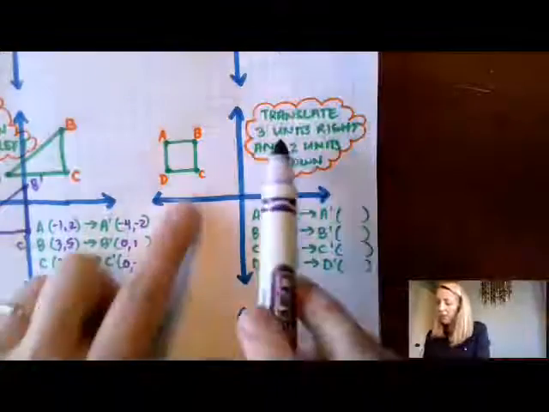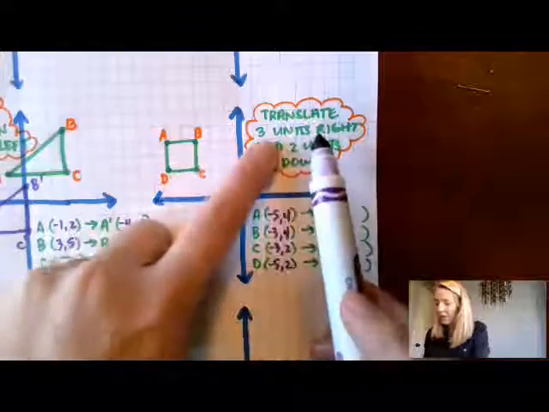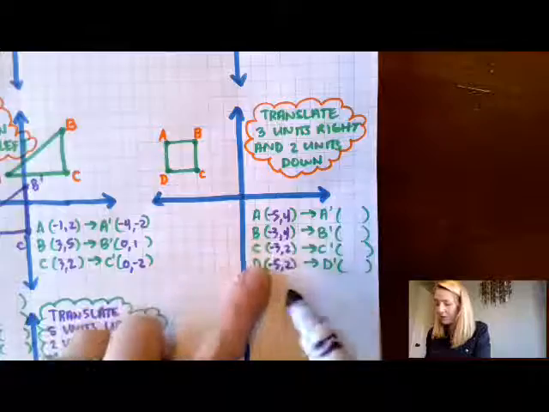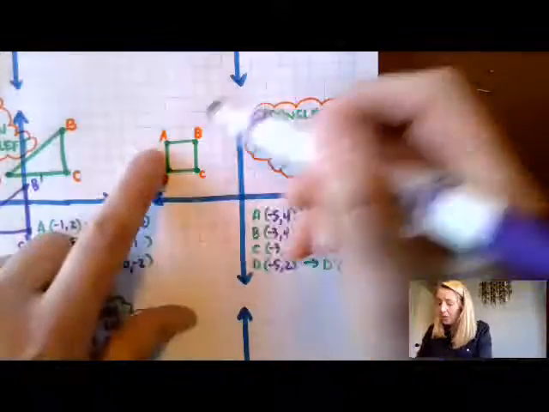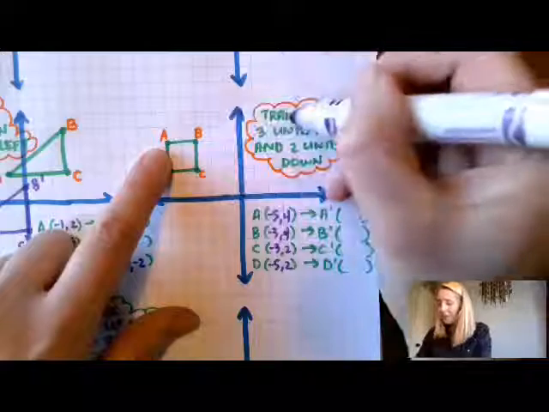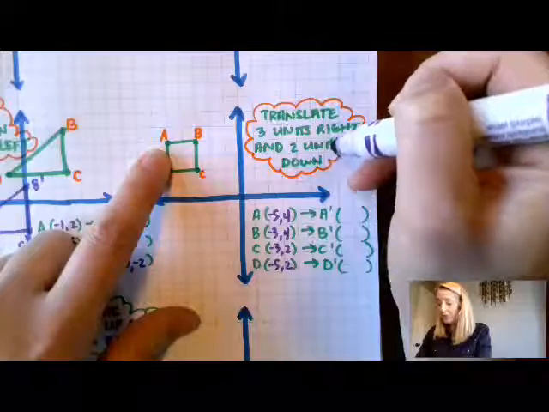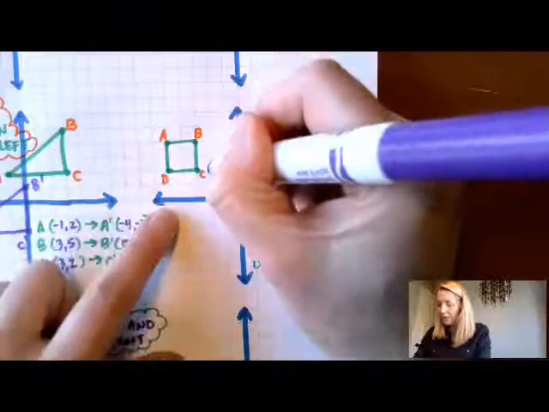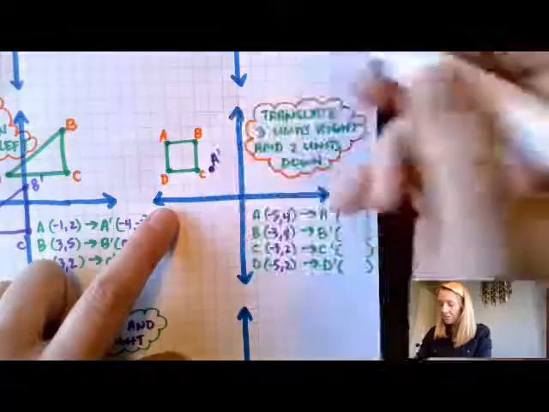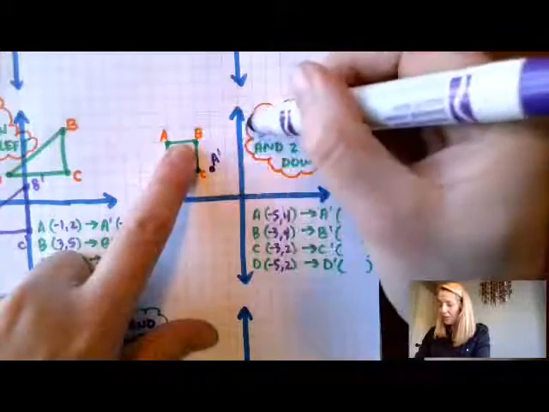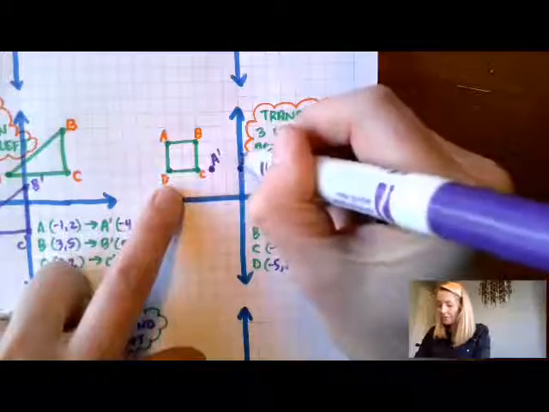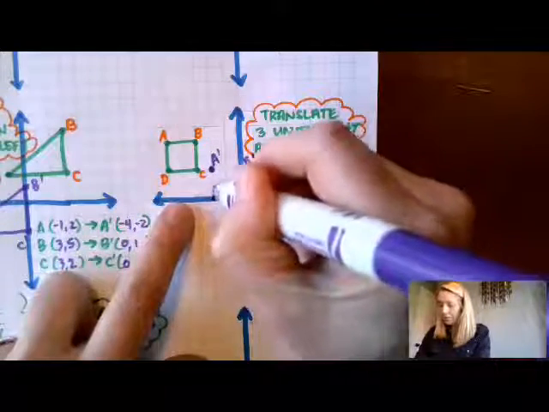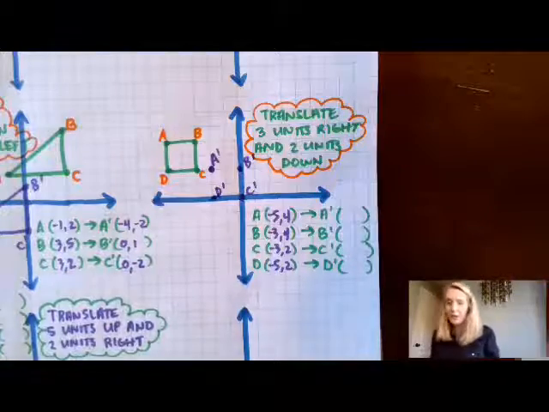So if we're going 3 units to the right, I know that my x's are all going to get 3 bigger. I could just add 3 to each of those x's, or I could just take it 1 point at a time. So if I'm going to go 3 units to the right and also 2 units down, A goes 1, 2, 3, 2 units down. Here's my A prime. B, 3 units to the right, 2 units down. B prime, C prime, and D prime. So much easier when you take 1 point at a time.